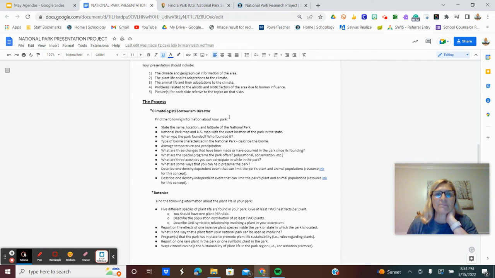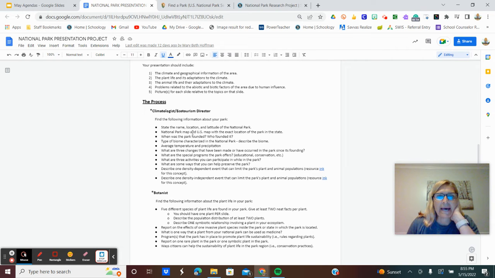Find the following information about your park: the state name, the location, and the latitude of the national park. Latitude lines go this way. So the equator, and then it counts up until you get to the North Pole, which is 90. Or it counts down, but we're in the northern hemisphere.